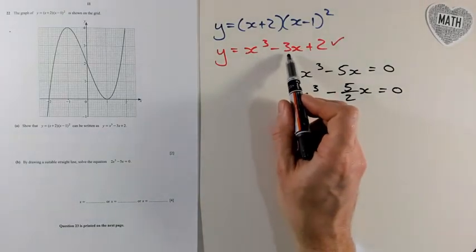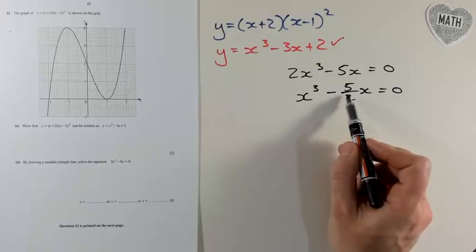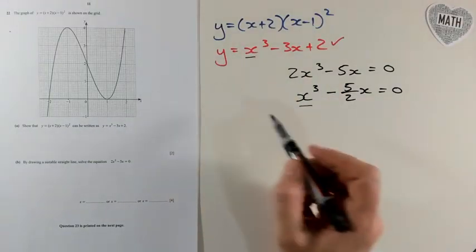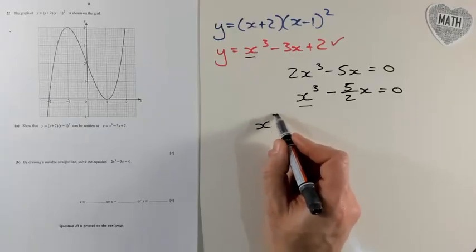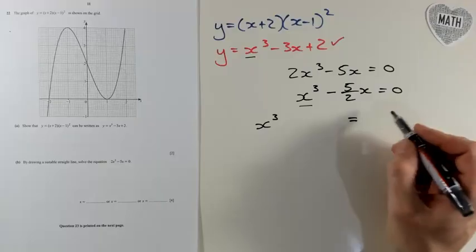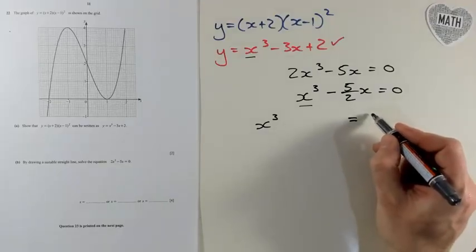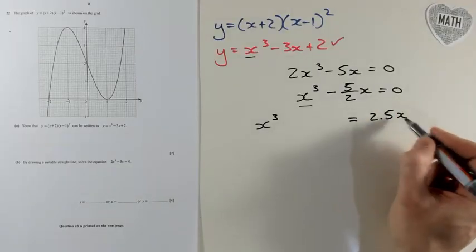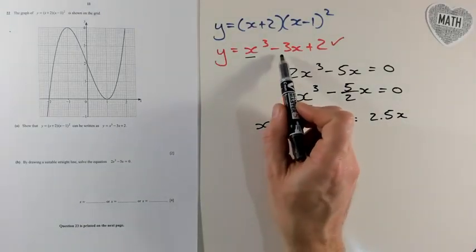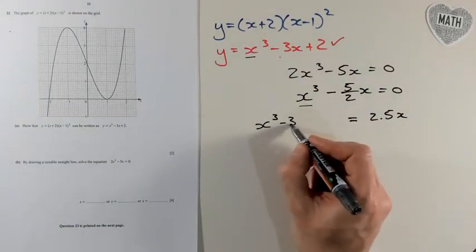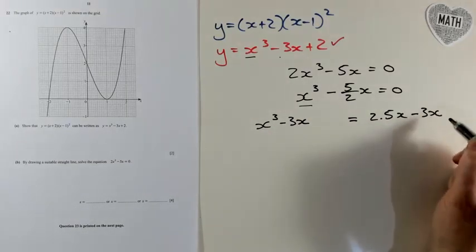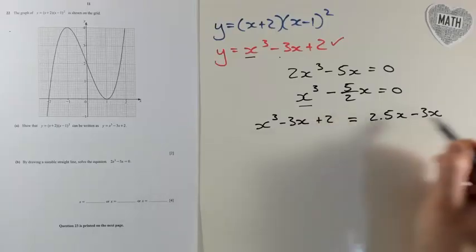Now, there's a negative 3x, and this is a 5 over 2x. I can see this part and this part is the same. So I'm going to keep this on this side. I'm going to keep this as x cubed, and I'm going to put just an equal sign here, and I'm going to move this over. This is 2.5x, right? So 5 over 2. And I just move that over. And I'm going to minus 3x here, but whatever I do on one side, I have to do on the other side, minus 3x. And then I'm going to plus 2, and I'm going to plus 2 on the other side.